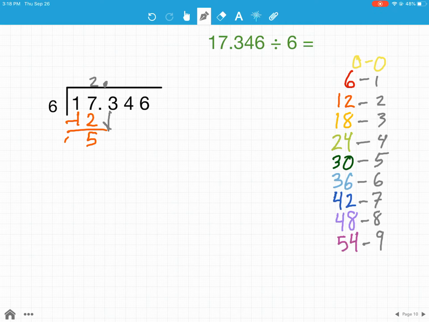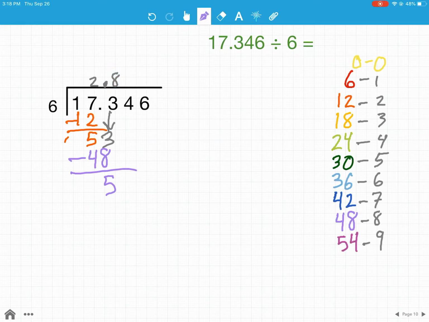Then we're going to bring down our 3, and we have 53. What's the closest to it? We have 54, but that's over, so we're going to need to use the 48. So we need to use a 48, and we're going to subtract that. And that gives us 5. Okay, and we are going to put in the quotient next to the 48 there's an 8. So we're going to take that 8 and put it right up there.